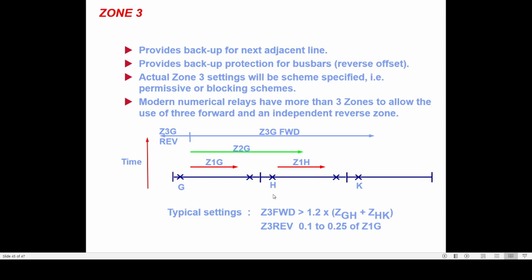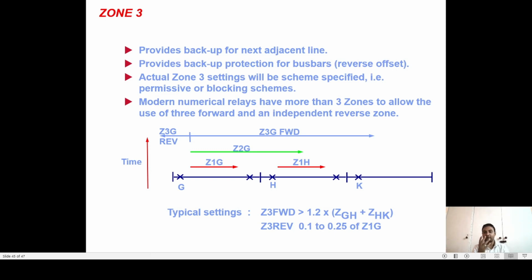What is this reset time? Generally, what is the meaning of this reset time? If you know the disk type relay, this visualization is very easy. Once the fault is incepted, the relay at G will start and this disk will start rotating like this. Immediately after the clearance of fault by the relay at H, the disk will stop after some time delay, and this stopping of the disk after some time delay is called the reset time.